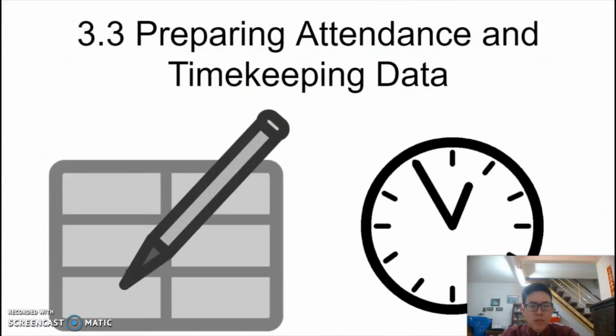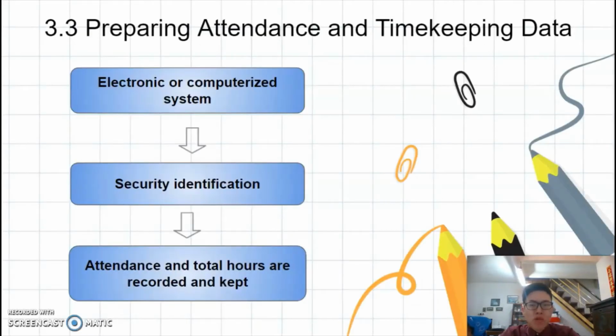So next, we move to preparing attendance and timekeeping data. Usually, a company will use an electronic or computerized system to prepare attendance and to keep track of the timekeeping data. A security identification will be used for each and every employee for entry into the office. After that, attendance and total hours will be kept and recorded.